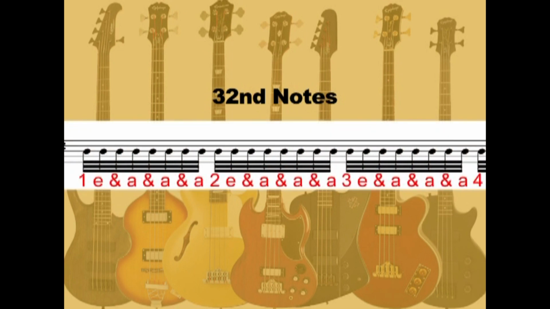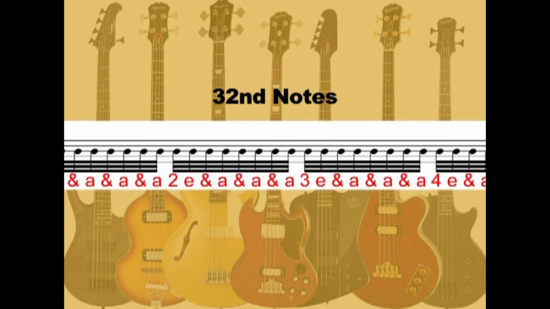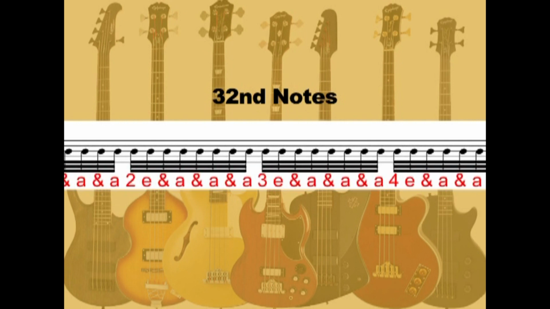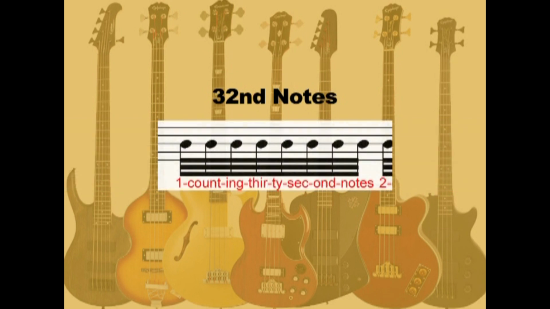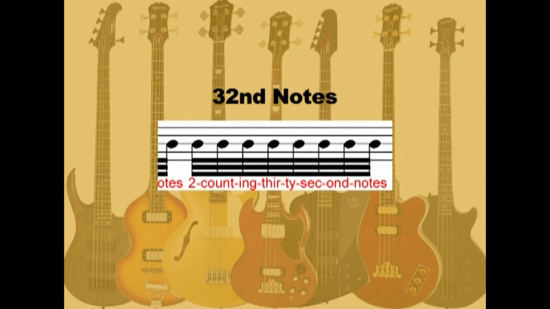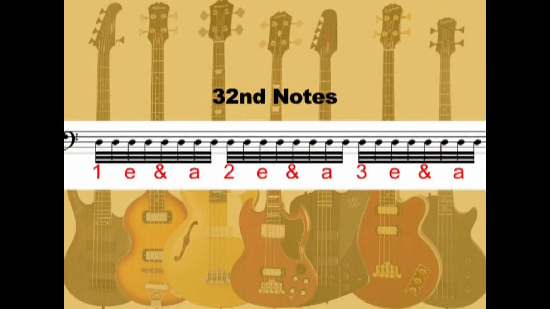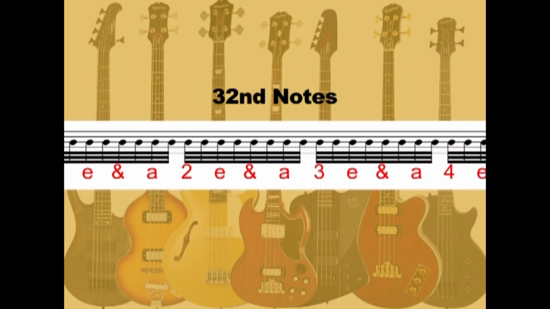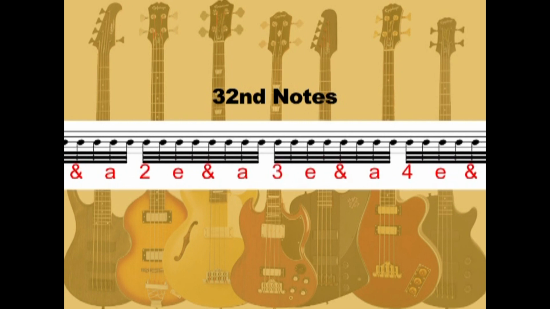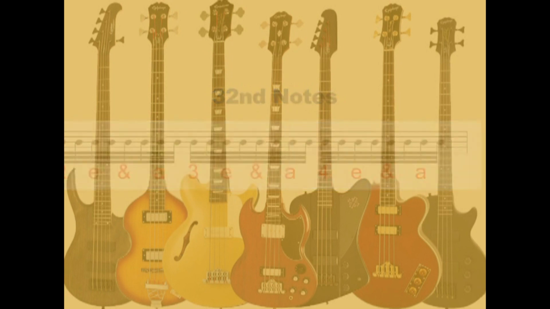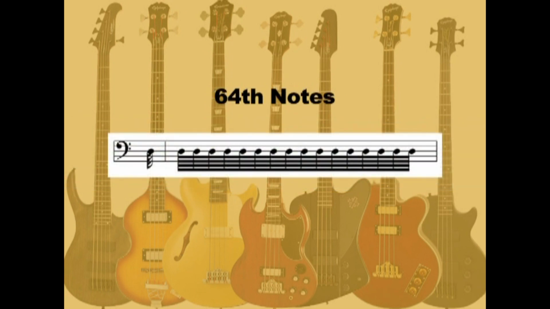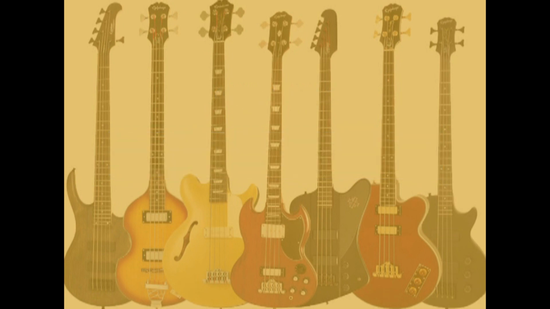Another method is to count each pulse. 1 E and a, 2 E and a, 3 E and a, 4 E and a. Or 1 counting 32nd notes, 2 counting 32nd notes, and so on. Generally, you would practice this very slow, and once you have the hang of it, you would play the piece at normal speed without counting anything above 16th notes. For your reference, there are note values above 32nd notes, such as the 64th note.